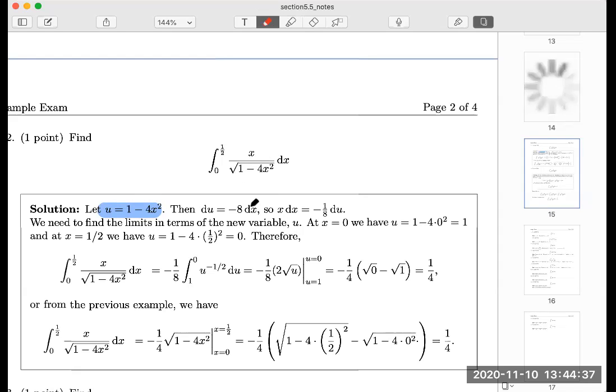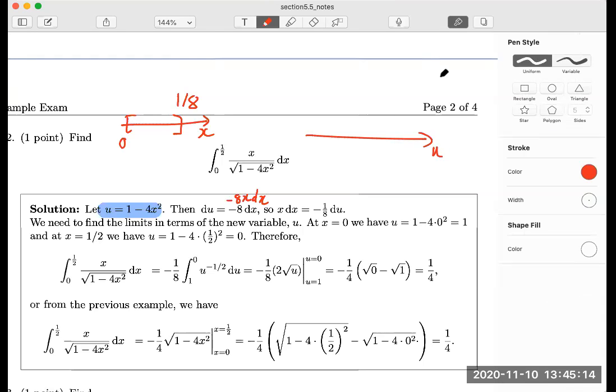Then the same story, it will be negative 8x dx. Therefore, x dx becomes negative 1/8 du. And in terms of x, the interval we are computing, this integral is from 0 to 1/2, right? But now we need to compute in the new variable u.